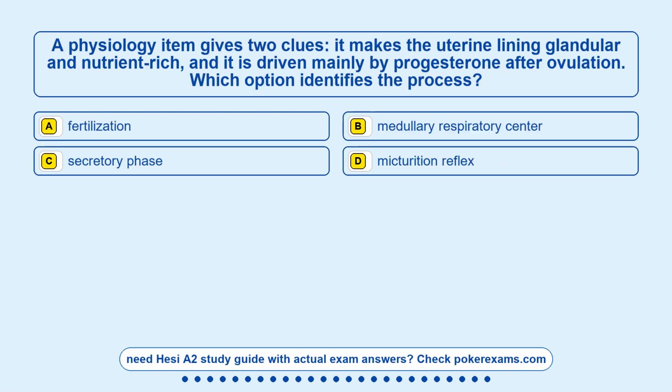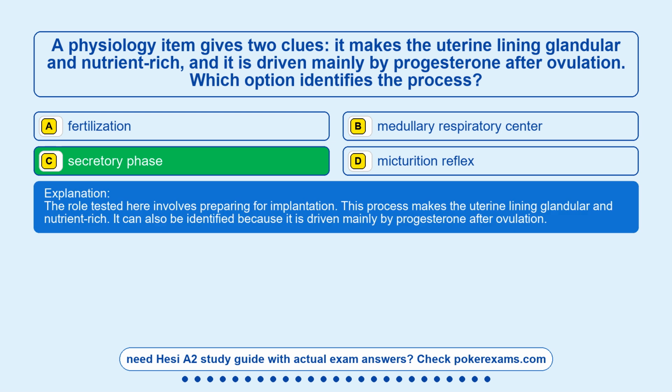Question 6. A physiology item gives 2 clues. It makes the uterine lining glandular and nutrient-rich, and it is driven mainly by progesterone after ovulation. Which option identifies the process? Option A, fertilization. Option B, medullary respiratory center. Option C, secretory phase. Option D, micturition reflex. The correct answer is option C, secretory phase.